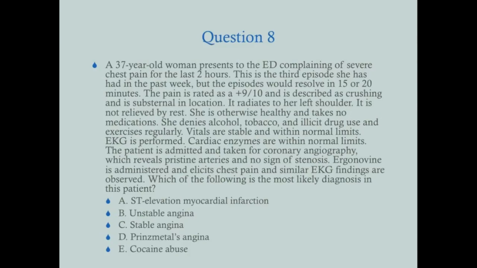So, cardiac enzymes are done. Those are within normal limits. The patient is admitted and taken for coronary angiography, which reveals pristine arteries and no sign of stenosis. Ergonovine is administered and elicits chest pain, and similar EKG findings are observed, similar to what you just saw. Which of the following is the most likely diagnosis in this patient? A. ST elevation myocardial infarction, or STEMI. B. Unstable angina. C. Stable angina. D. Prinzmetal's angina. Or E. Cocaine abuse.